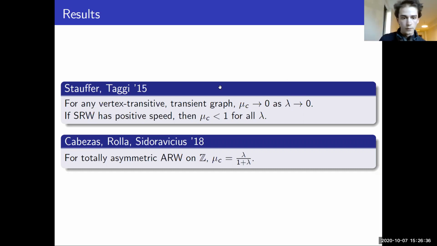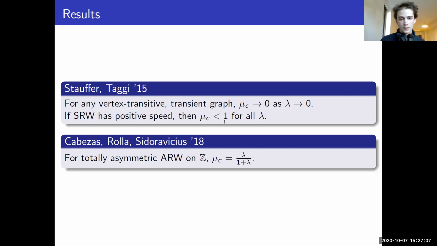And additionally, if the simple random walk on your graph has positive speed, so trees, for example, some trees, then you get the other side. Then you also get an active phase for any lambda, that mu c is strictly less than 1. The methods there are quite different from what you end up doing on Z, but they're interesting.